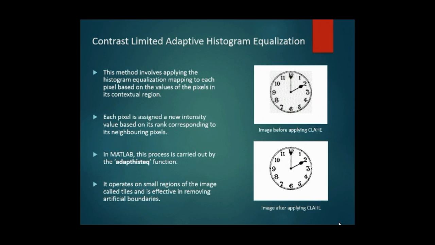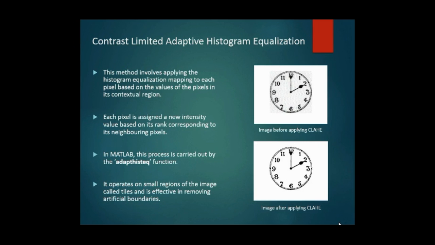Contrast limited adaptive histogram equalization. This image enhancement technique is utilized because it is an extension to the adaptive histogram equalization and suits the purpose. It involves applying histogram equalization mapping to each pixel based on the values of the pixels in its contextual region. Each pixel is assigned a new intensity value based on its rank corresponding to its neighboring pixels.